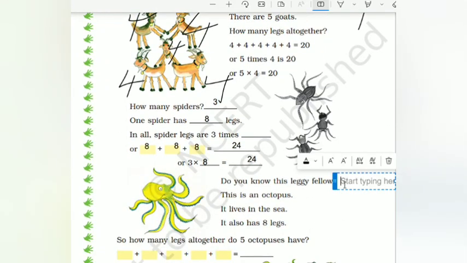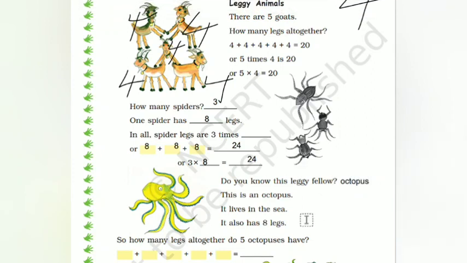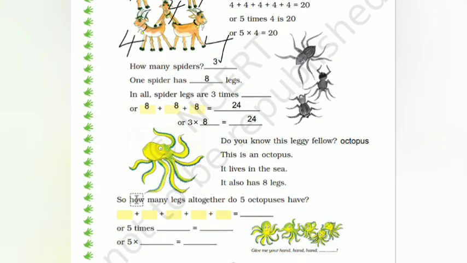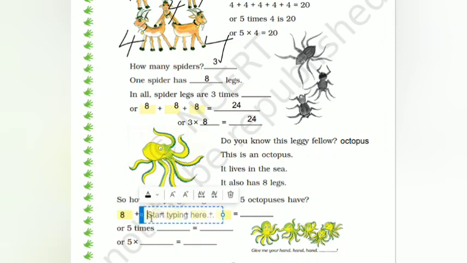Okay, do you know this leggy fellow? This is octopus. Okay, what we are seeing in the sea? Octopus. It lives in the sea. It also has 8 legs. How many legs? 8 legs. So how many legs altogether do 5 octopus has? That is, one octopus it is having how many legs? 8 legs. Likewise, 5 octopus will be having how many? 8 legs will be having.